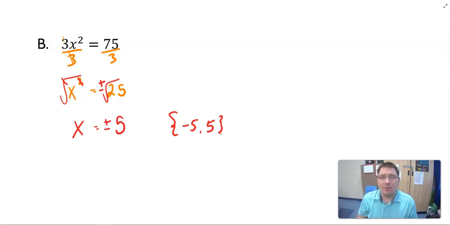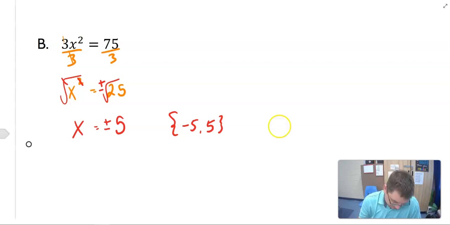5 squared is 25, times by 3, we get 75. Same thing with the negative 5. The square cancels the negative, we get 25 as well, times by 3. Let's look at example C.